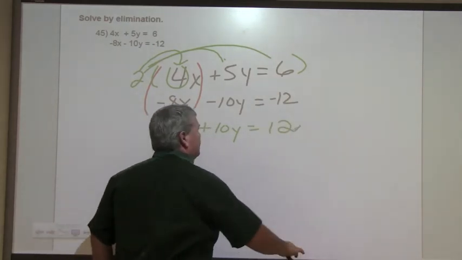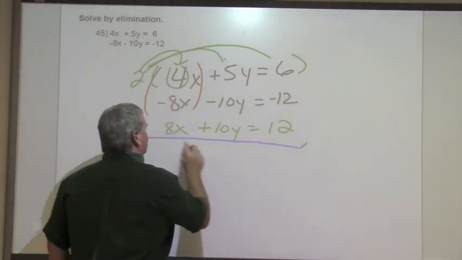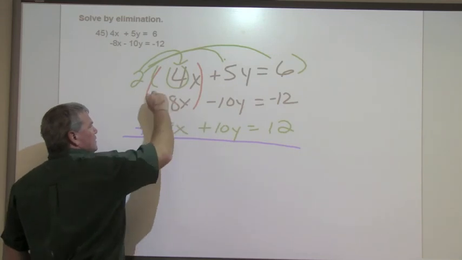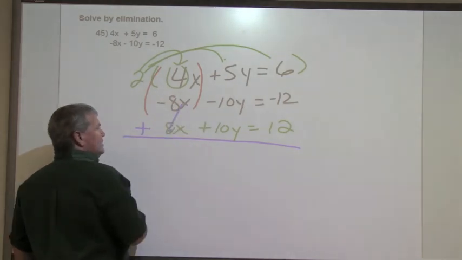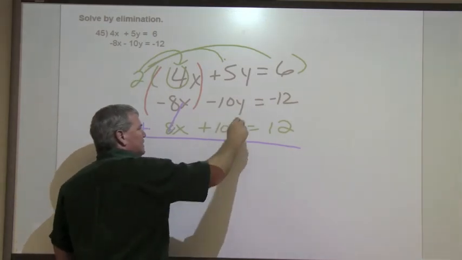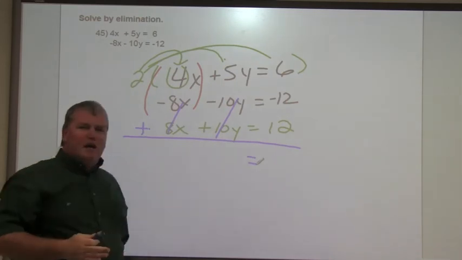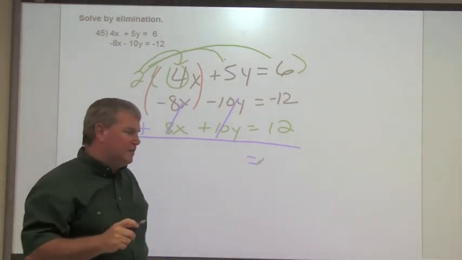Now it looks very similar to the second equation, doesn't it? Well, let's see what happens when we add that new first equation to the second equation. Negative 8x plus 8x, 0. Negative 10y plus 10y is 0. Now, everything went away on the left side. Or did it? Yeah, it did, but what do we put?